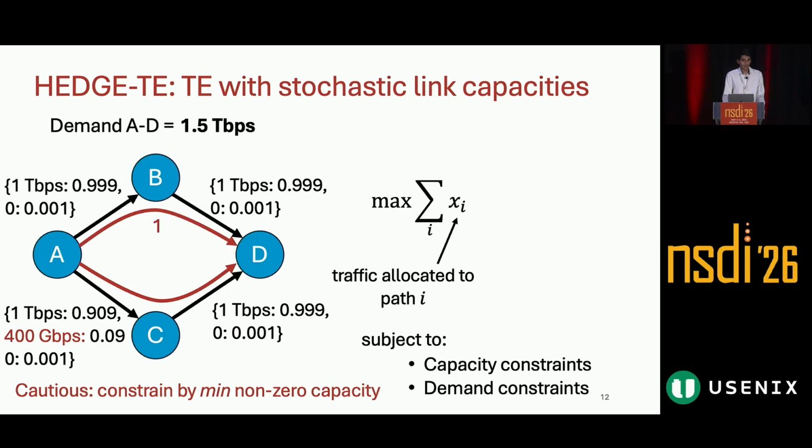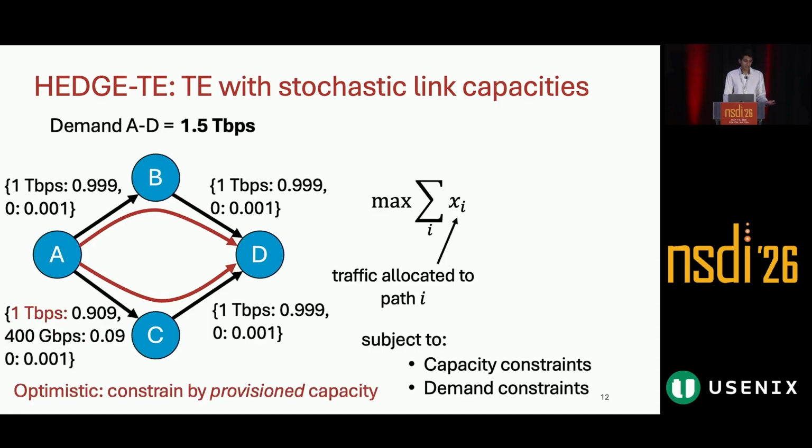Now I could route 1 through the top path, and I'm saturating the network here by routing 0.4 through the bottom path. So what this means is I'm dropping 100 gigs of traffic 90% of the time when the link is actually operating at its provisioned capacity.